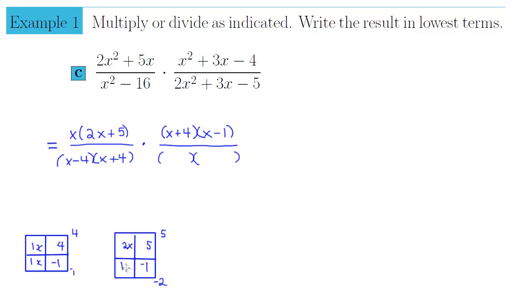That would give us the factors 2x plus 5 and x minus 1. 2x plus 5 times x minus 1, and we could check: 5x minus 2x is 3x, 5 times negative 1 is negative 5, 2x times x is 2x squared, and it factors nicely. Alright, so we've completed the factorization of each of the polynomials.